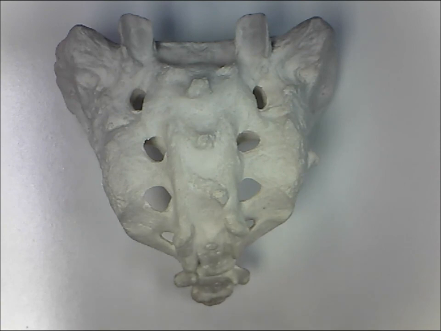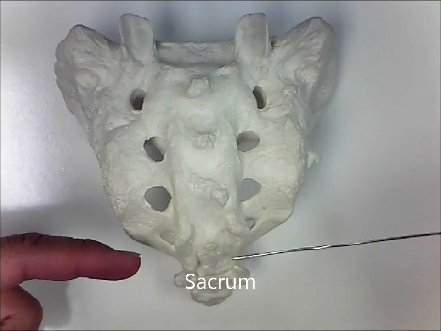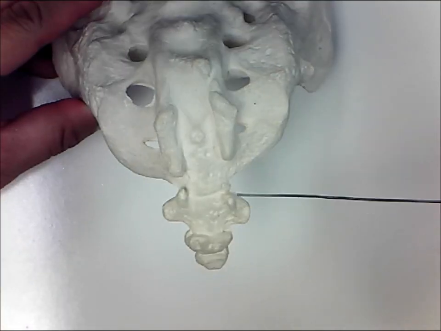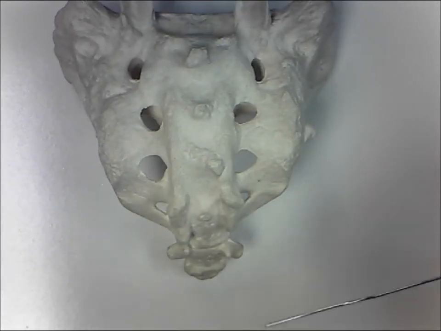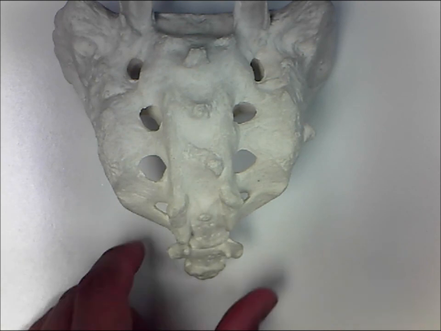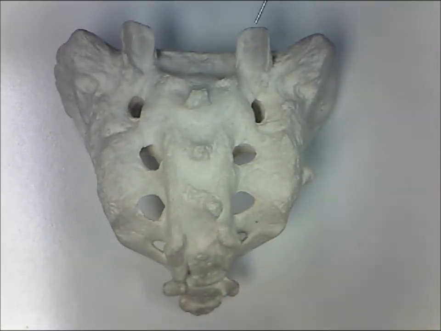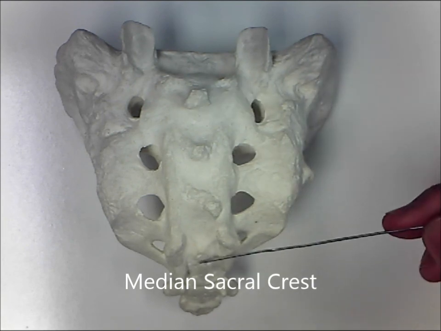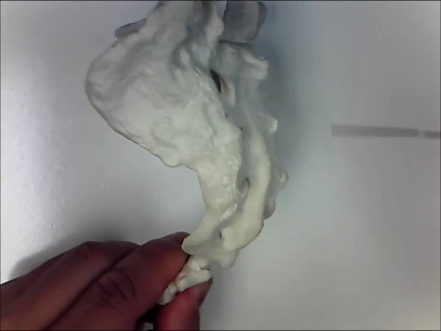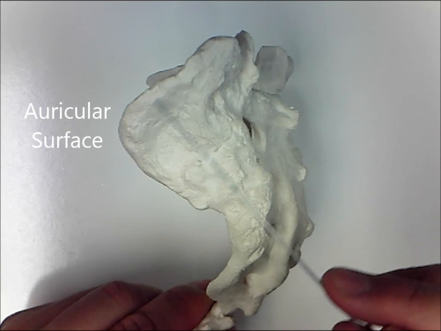The last bones of the vertebral column are the sacrum and the coccyx. The sacrum and coccyx are vertebrae that have fused together. Landmarks of the sacrum include the superior articular processes, the median sacral crest, and on the lateral side, you have the auricular surface.